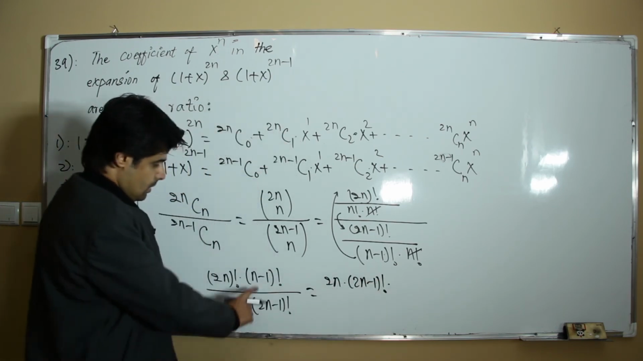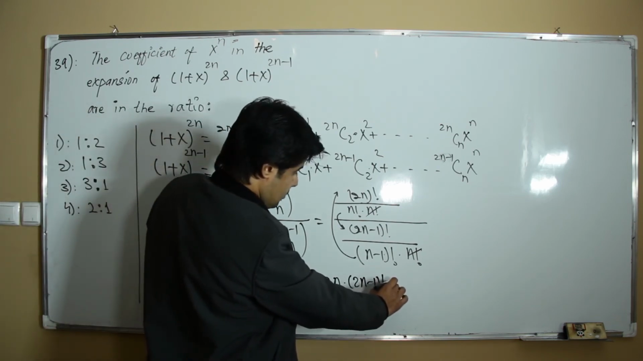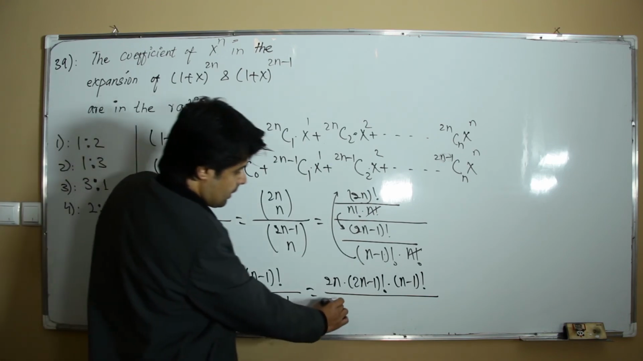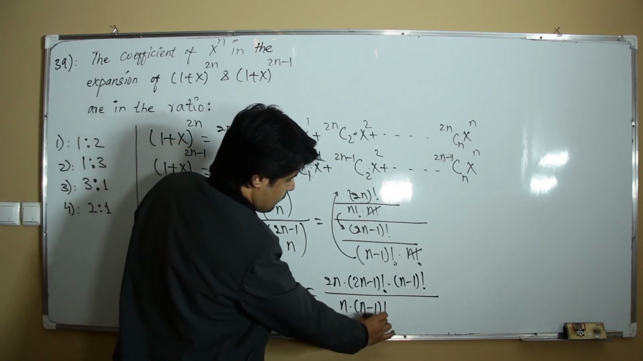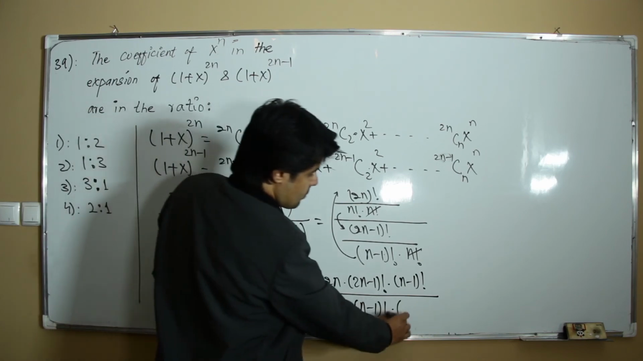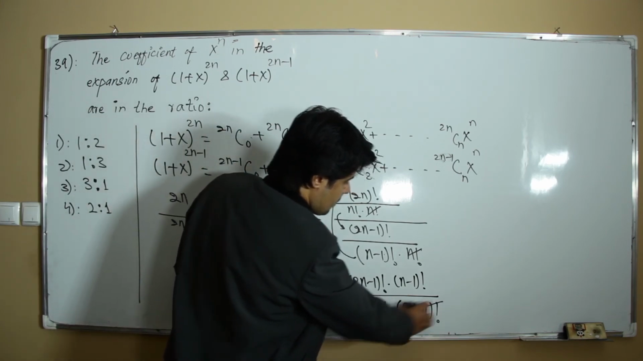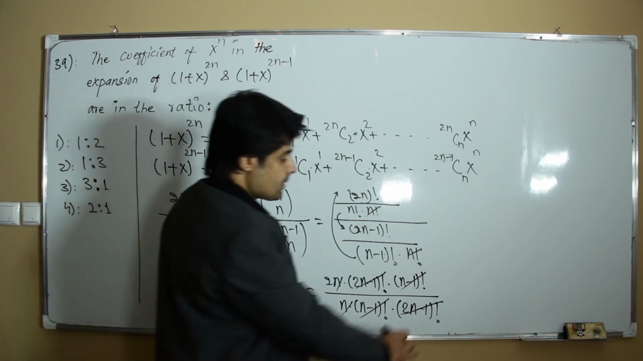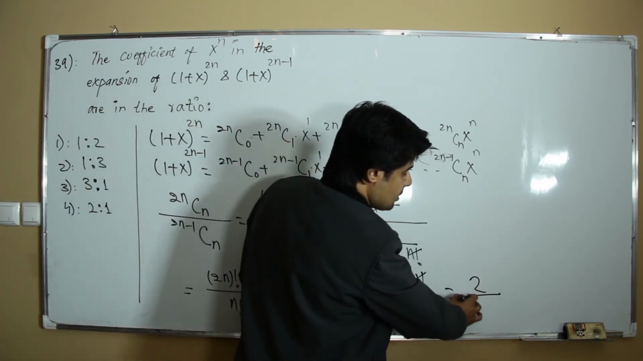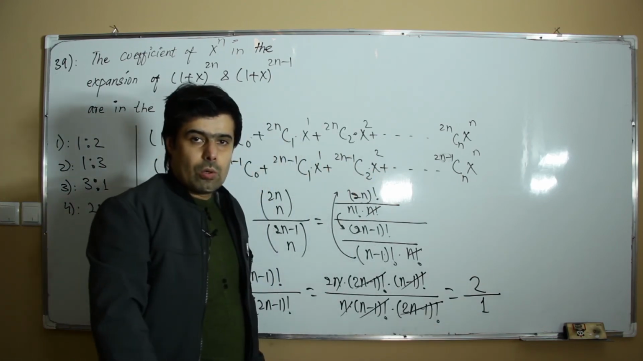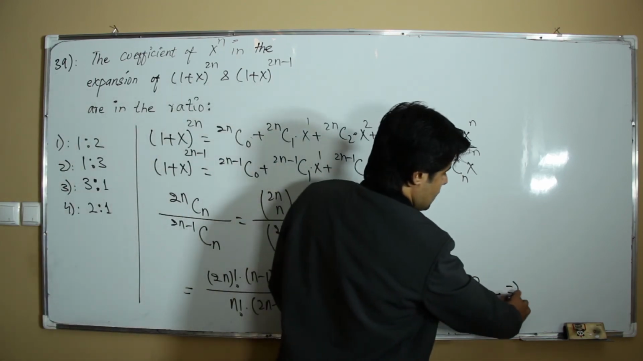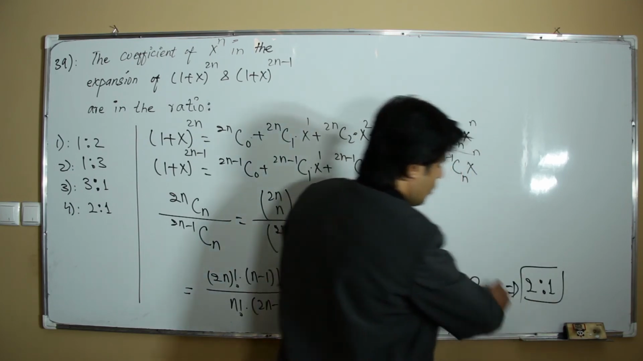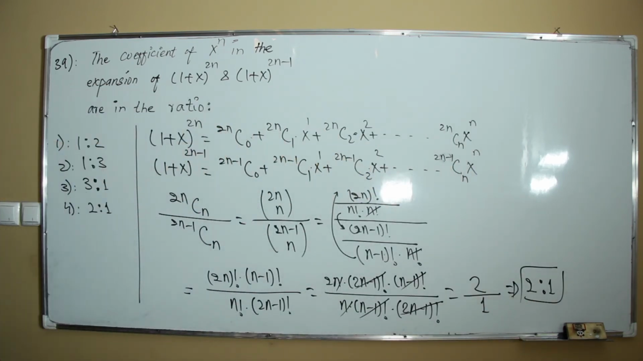If you simplify, this is 2n times 2n minus 1 factorial times n minus 1 factorial, divided by n minus 1 factorial and 2n minus 1. This cancels with this, and this one with this one. Now the answer is what? 2. What's the denominator? 1. So the option is this one. We can also write 2 divided by 1, or in the ratio 2 by 1.